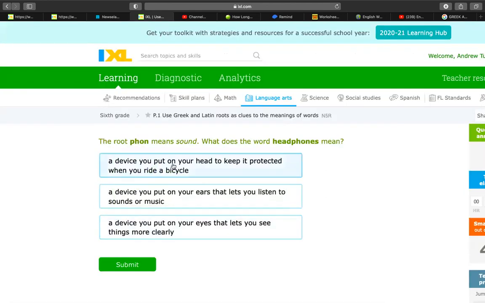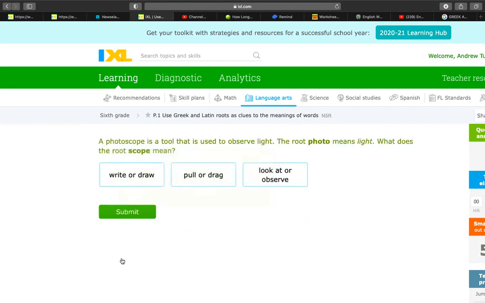That's right. Phono means sound. What does the word headphones mean? A device you put on your head to keep it protected when you ride a bicycle, that's called a helmet. A device you put on your ears to let you listen to sounds or music, or a device you put on your eyes to let you see more clearly, that would be glasses. Bifocals. Next one, a photoscope is a tool that is used to observe light. The root photo means light. What does the root scope mean?